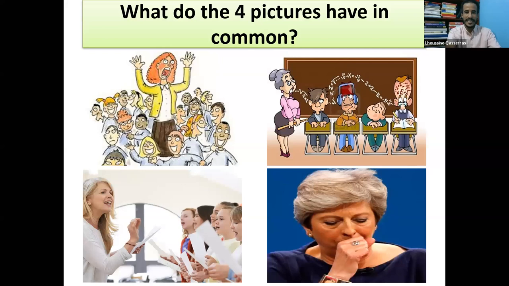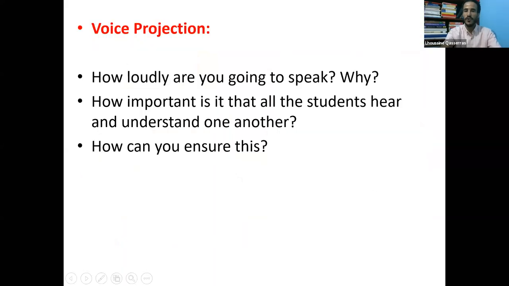Good. So this is about voice projection. Voice projection. Okay, so let's see. Picture number one, the teacher is talking. Picture number two, the teacher is talking. Number three, talking. Number four, the teacher has got a problem with her voice. So let's see here, voice projection.